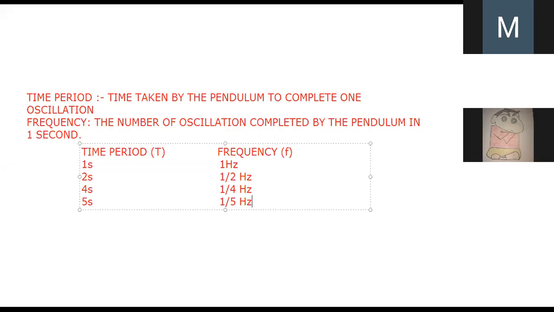Or we can say 0.2 hertz. That is also true, because it will complete 0.2 oscillation in 1 second. Clear? In 1 second 0.2, in next 1 second another 0.2 means 0.4. In 1 second another 0.2 means 0.6. In 1 second another 0.2 means 0.8. And in 1 second another 0.2 means overall it will take 5 seconds for the pendulum to complete.